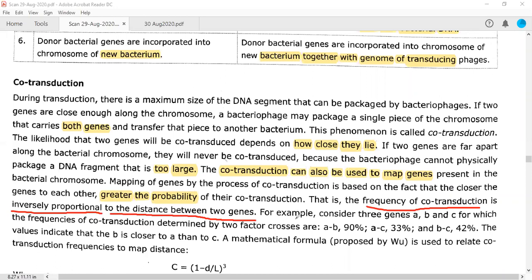Then there is a formula by which you can find this out. So this is the co-transduction frequency. C is equal to 1 minus D upon L, where D is actually the distance between the two genes. So it is showing this relationship, D upon L. And if you put a cube here, it will give you the frequency value. Now the question is, what is L? L is the total length of the fragment.